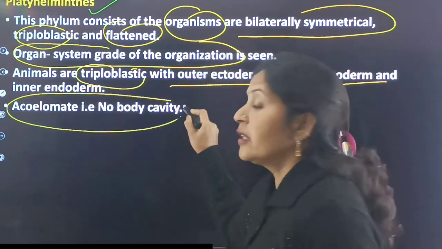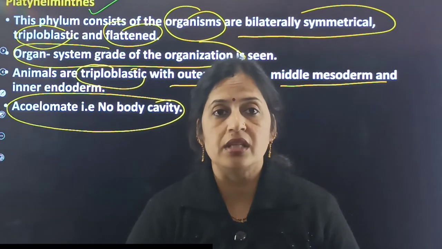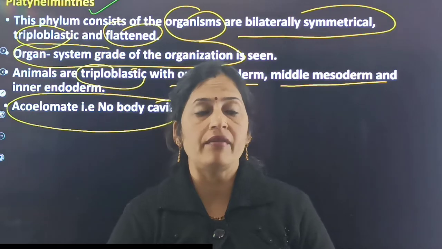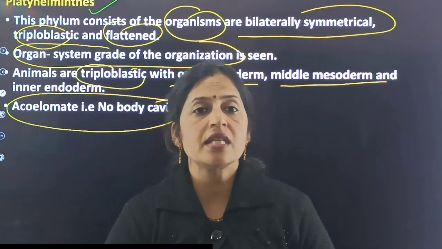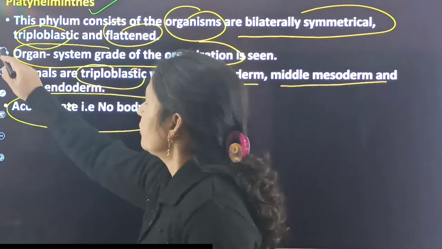Acoelomate. The meaning of acoelomate is that they have no body cavity. That means they are without a body cavity, and they are known as acoelomates.